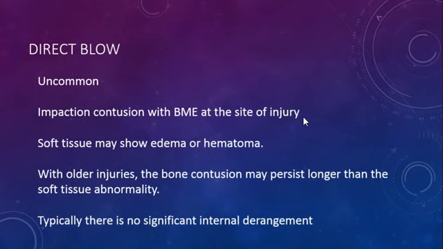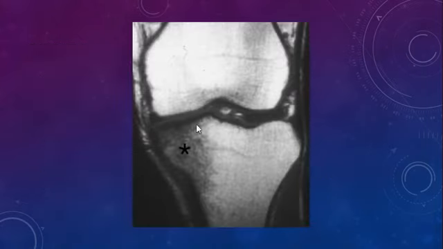And luckily, there will be no significant internal derangement. As you can see here, this is a T1 weighted image. You can see this bone marrow edema at the site of the direct blow, and there is no soft tissue abnormality, indicating a relatively old fracture, and this causes no internal derangement. This is like the best kind of knee injury you can have.